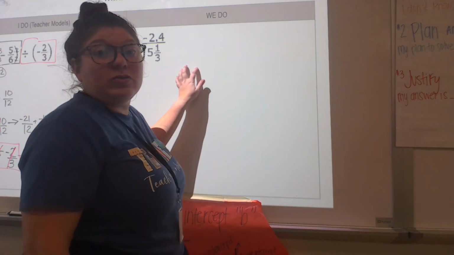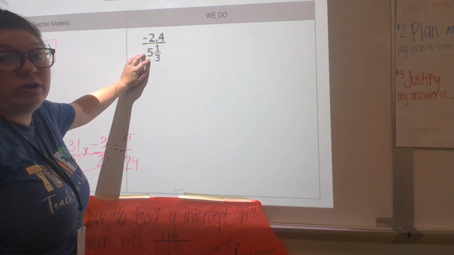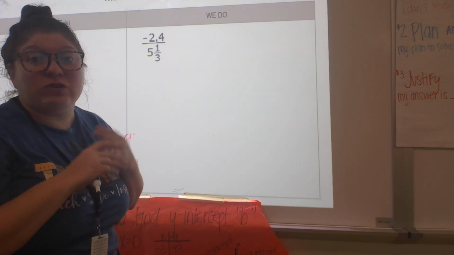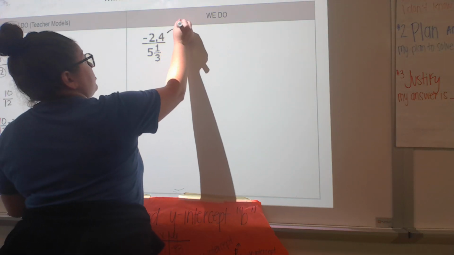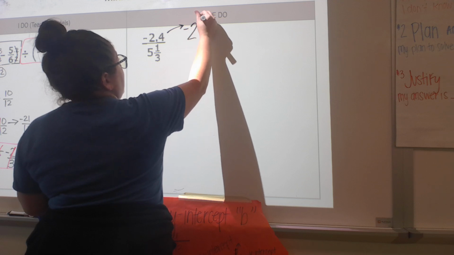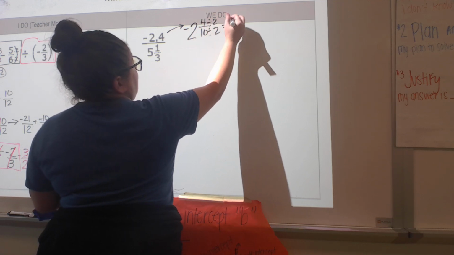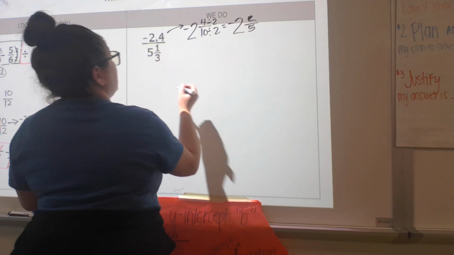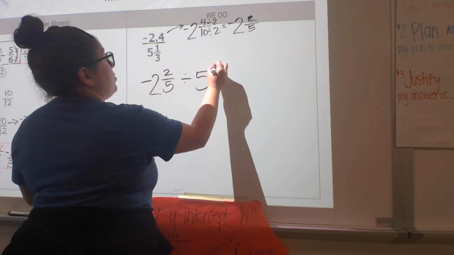All right, so if I look at this problem, I have negative 2.4 divided by 5 1/3. I need to make these either all decimals or all fractions. I'm going to show you how we do it with all fractions. So negative 2.4 is just the same thing as saying negative 2 and 4 over 10. I can simplify that by 2 and make that negative 2 and 2/5. So we have negative 2 and 2/5 divided by 5 1/3.